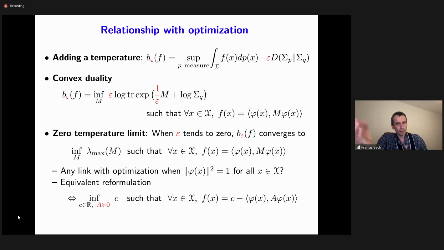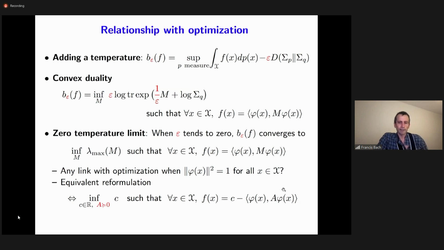So I knew that for the regular entropy, this was an approximation of the maximization of f. So this should be related to the maximization of f. And it turns out it does. So you say f is C minus that quantity, which is positive because A is PSD.